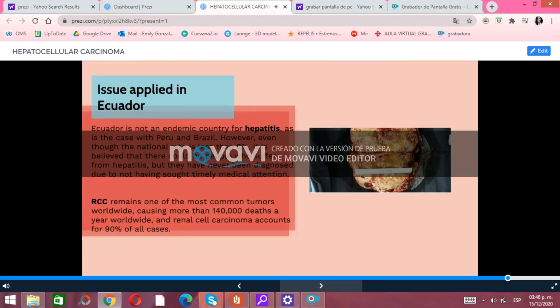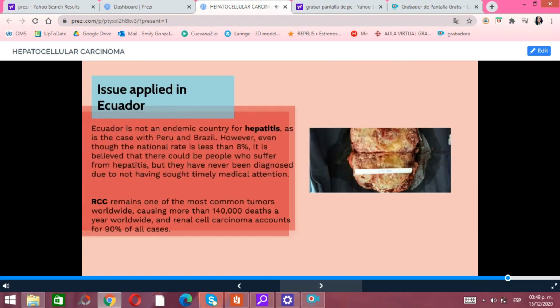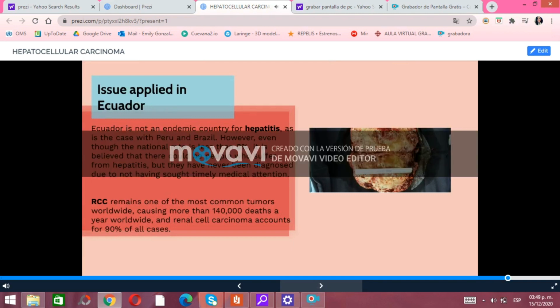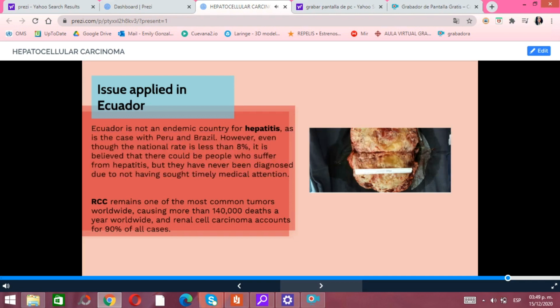Issue applied in Ecuador. Ecuador is not an endemic country for hepatitis, as is the case with Peru and Brazil. However, even though the national rate is less than 8%, it is believed that there are people who could suffer from hepatitis but have never been diagnosed due to not having found timely medical attention. RCC remains one of the most common tumors worldwide, causing more than 140,000 deaths worldwide, and renal cell carcinoma accounts for 90% of the cases.